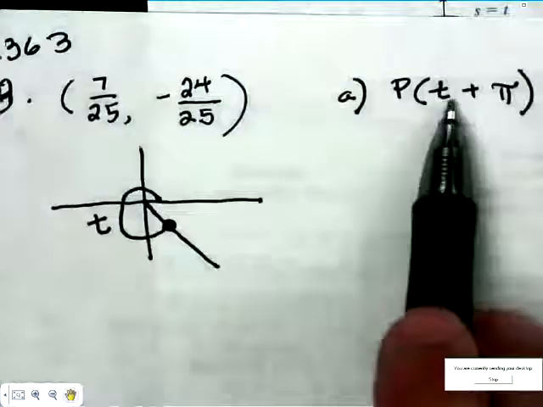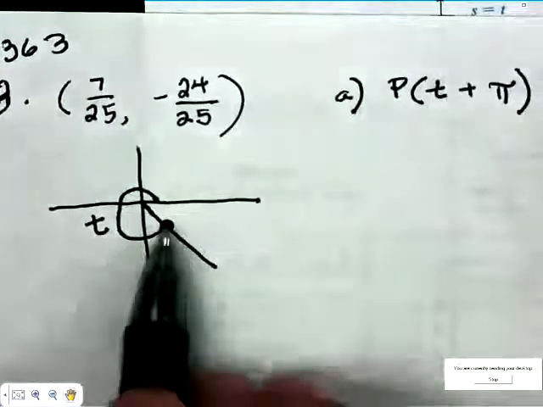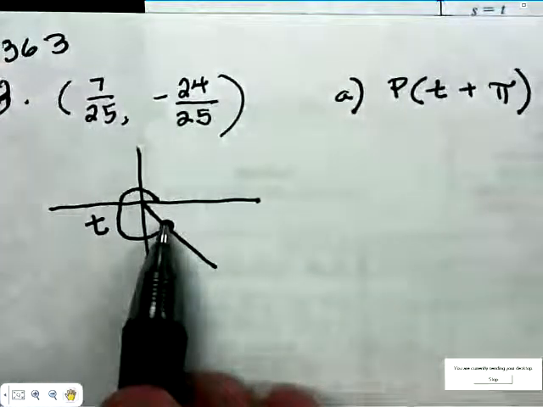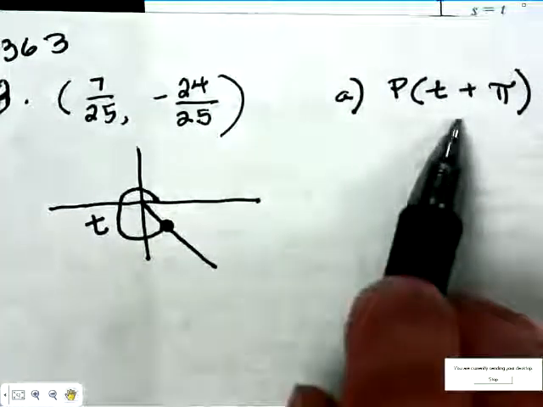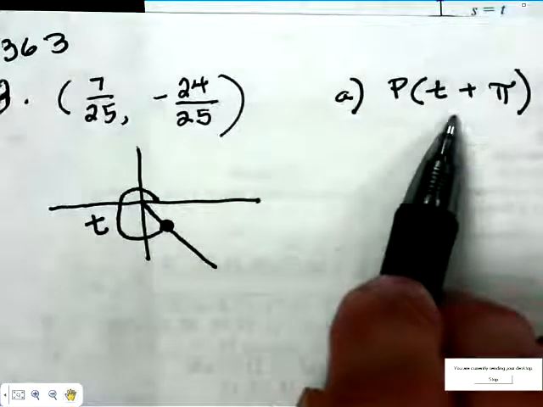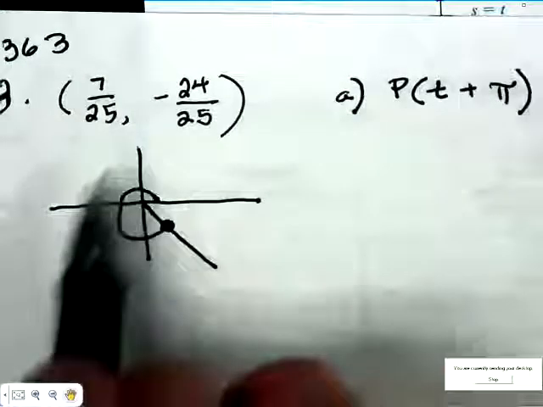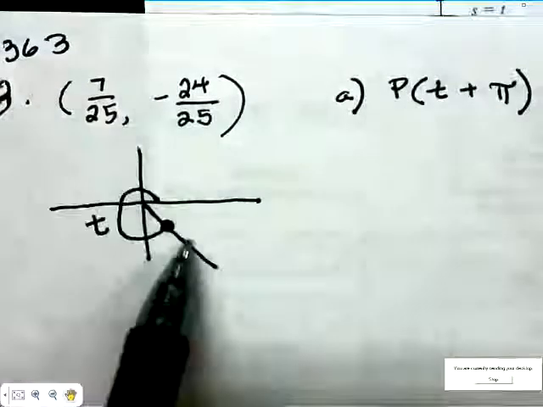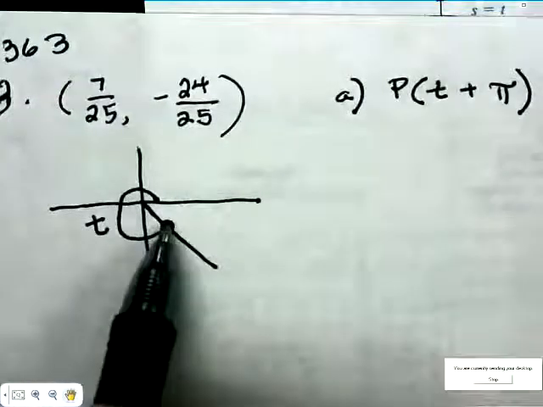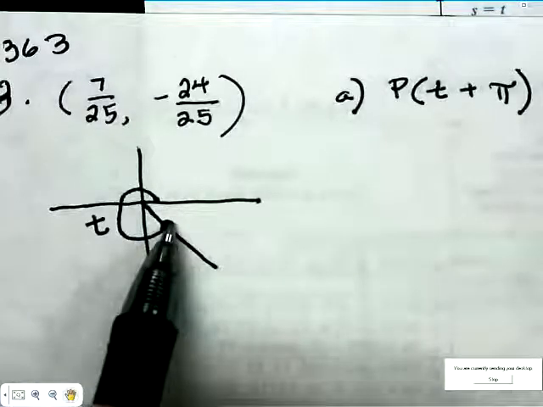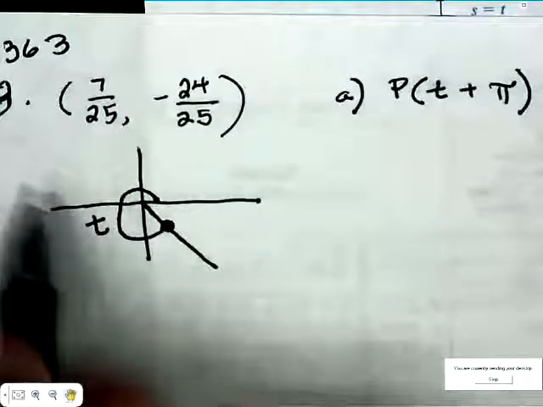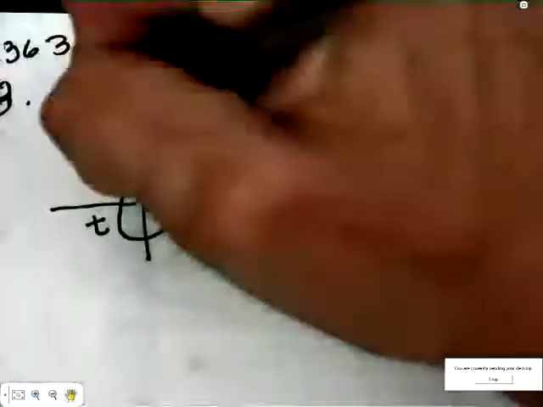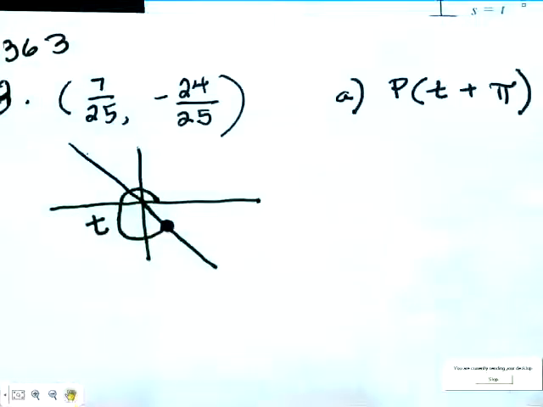If you're here and you're going to go pi radians, is adding going in the clockwise or counterclockwise direction? Yeah, a positive angle is in the counterclockwise direction. So if we started here and went 180 degrees counterclockwise, where would we end up? In the second quadrant. That same angle, but in the second quadrant, what would the point on the unit circle be for that angle?